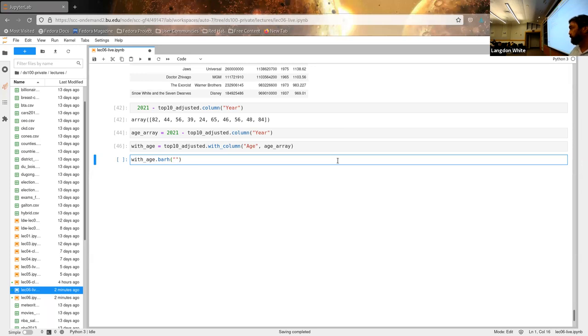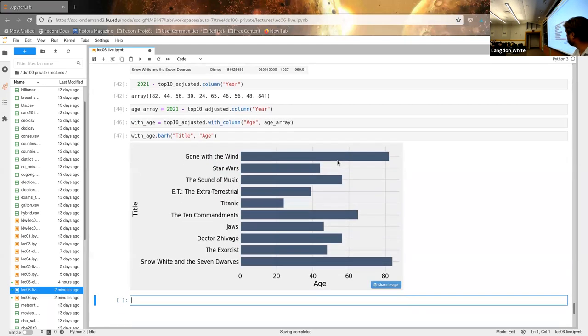Then we give it, let's say we would just want to look at the titles and the ages, so title and age. And there we go. Maybe not the best layout. Might want to think about it in reverse, or like number of years ago. A couple of these movies are really old now, which I don't think I realized, like 80-something years old. Unfortunately it's not sorted, but we can fix that with a sort. But there we go. Now we have the top 10 movies by money and how long ago they came out. Cool. All right, that's it for today.